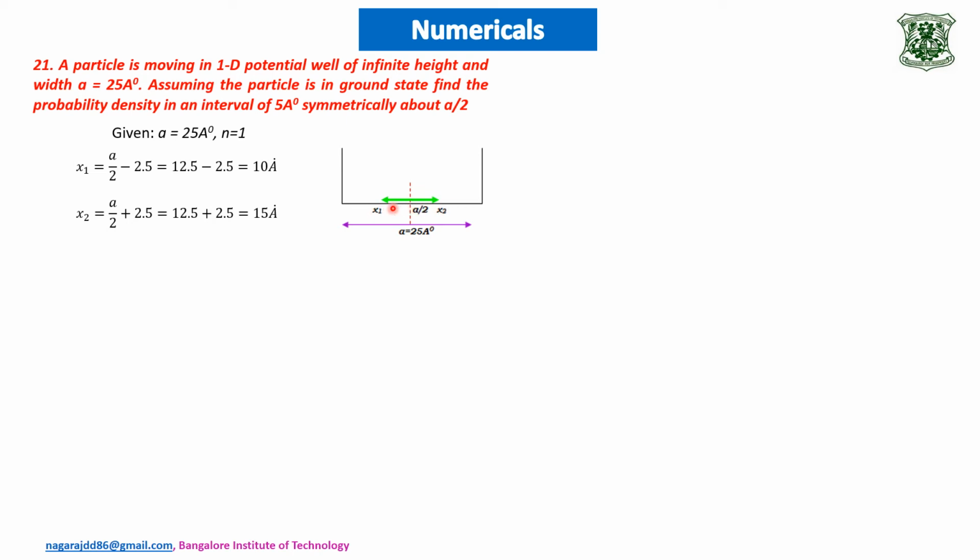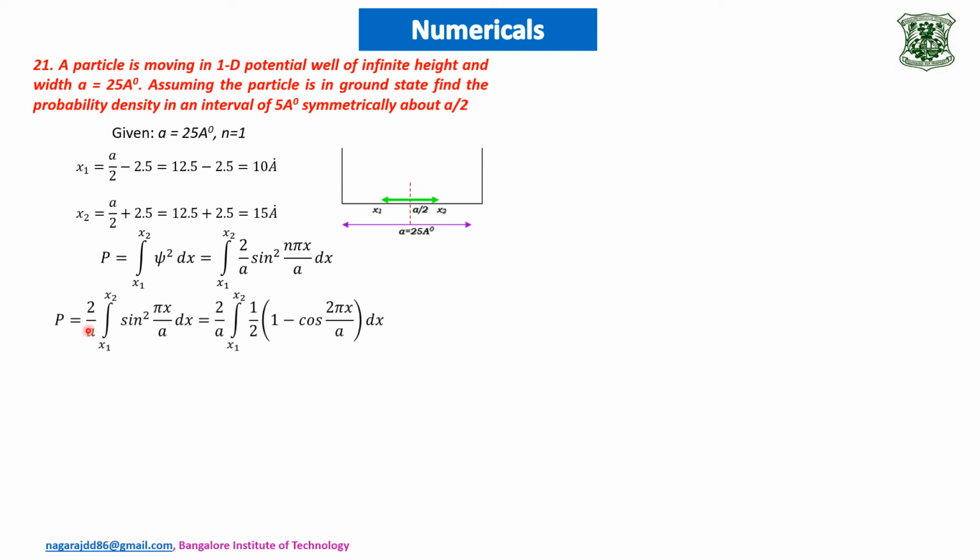So we have to find the probability from here to here. It goes like this. The probability is P equals the integral of psi square dx between the limits x1 and x2. Psi is nothing but root 2 by a sine n pi x by a. Psi square means 2 by a sine square n pi x by a into dx. Recall the psi formula, it is available in the list of equations. It is nothing but the normalized wave function. Here n is an integer. Decide the value of n. Look at this part: he says it is in the ground state. Therefore n must be 1.